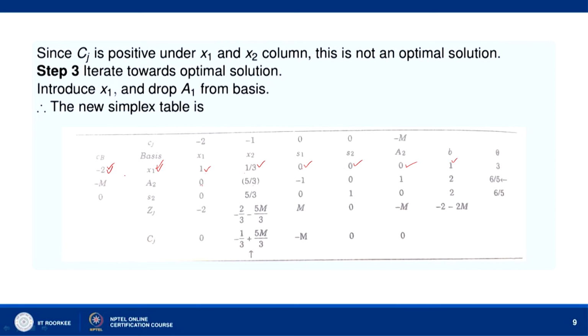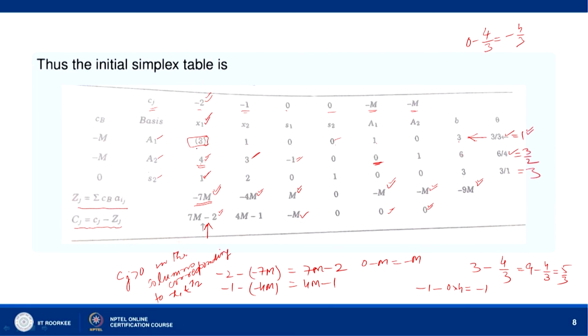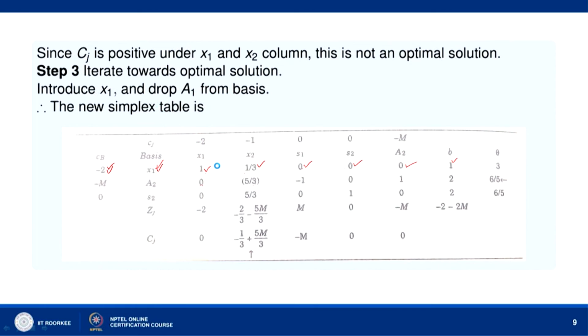So, after writing the incoming variable x1 and the corresponding value in the CB column, we make this element 1, the key row key element 1, and then subtract it using elementary row operations from the second and third rows to make this 0 and this 0, okay. And what we get is this.